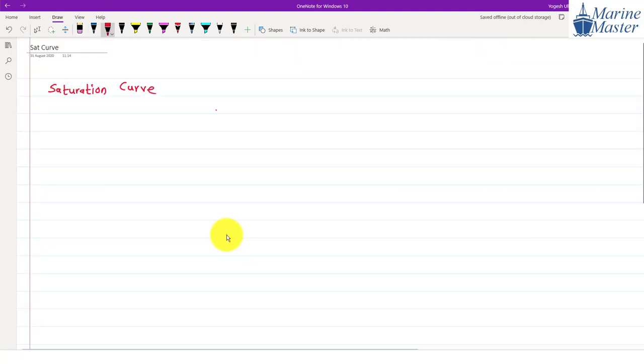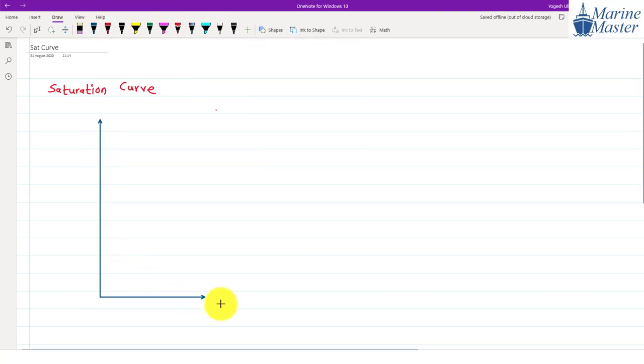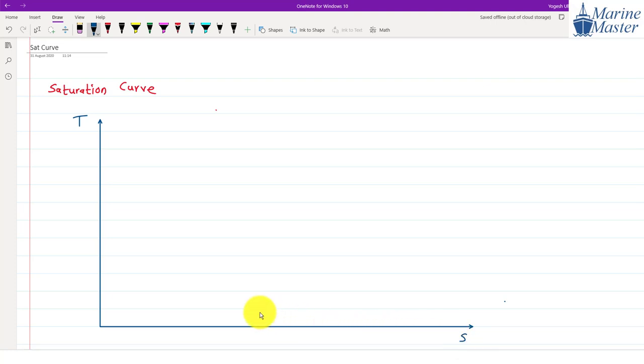Now the next point that we are going to study is the saturation curve. What is meant by saturation curve? We are going to understand that here. But before that, everyone, we will go to our TS diagram. If you remember our TS diagram of the phase change process, just have a look here. Remember that this TS diagram is at constant pressure.